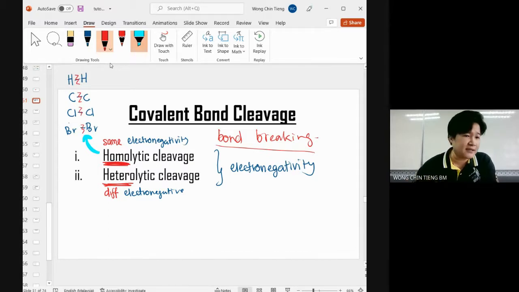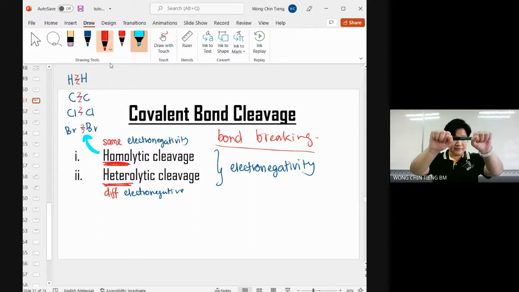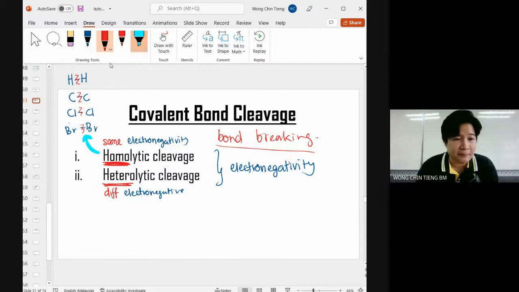Saya tanya satu je. Kamu lawan tarik tali. Sekarang dua-dua orang sama kuat. Dua-dua kumpulan sama kuat. Ada siapa-siapa menang? Ada siapa-siapa kalah? Tak.